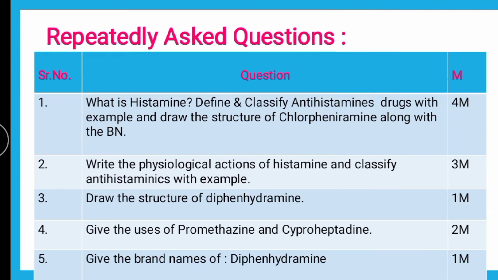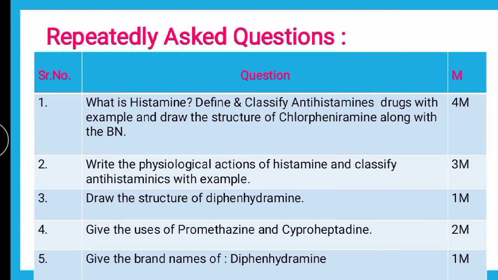The next question is, write the physiological actions of histamine and classify antihistaminics with example. The physiological actions produced by histamine we have already discussed in the earlier question, what is histamine, where we discussed the various actions produced by histamine, say for blood vessels vasodilation, smooth muscle contraction, excretory glands stimulation, and stimulation of acid secretion.